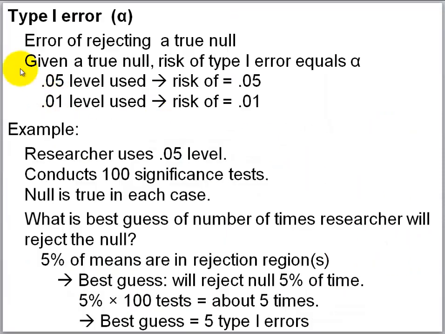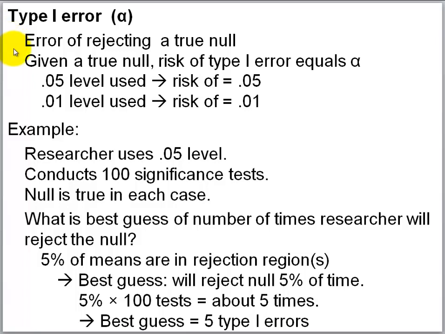So let's answer that question by introducing the notion of type 1 error, which is oftentimes symbolized by alpha, and indeed the risk of type 1 error is always equal to alpha. Type 1 error is the error of rejecting a null that is true.